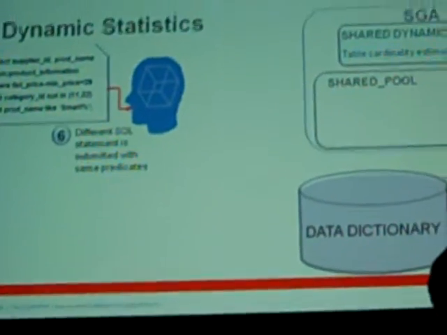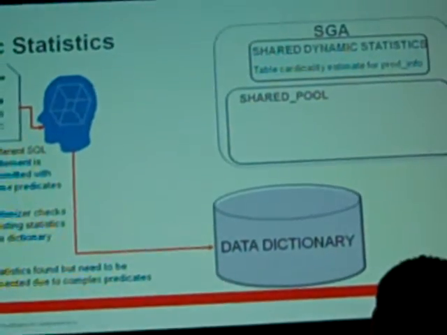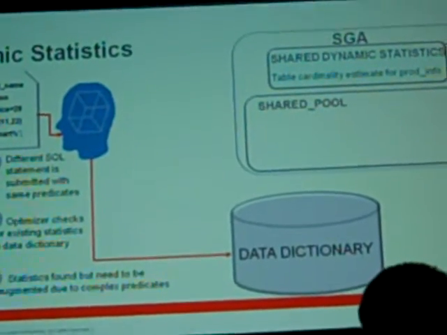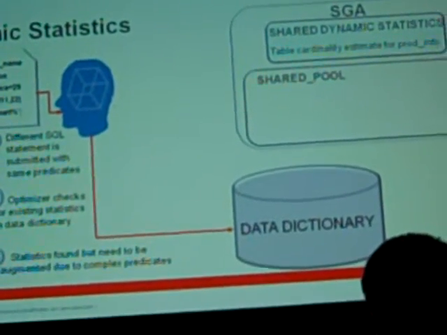Now let's say a second query comes in on the product information table. It has the same where clause predicates, but it's looking for different information within the table. Again, when the optimizer sees that query, it's going to check what base statistics it has. It finds those. They may not be enough in this case, and so it uses the dynamic statistics that we've already recorded in conjunction with those base statistics in order to come up with the best execution plan for the SQL statement.